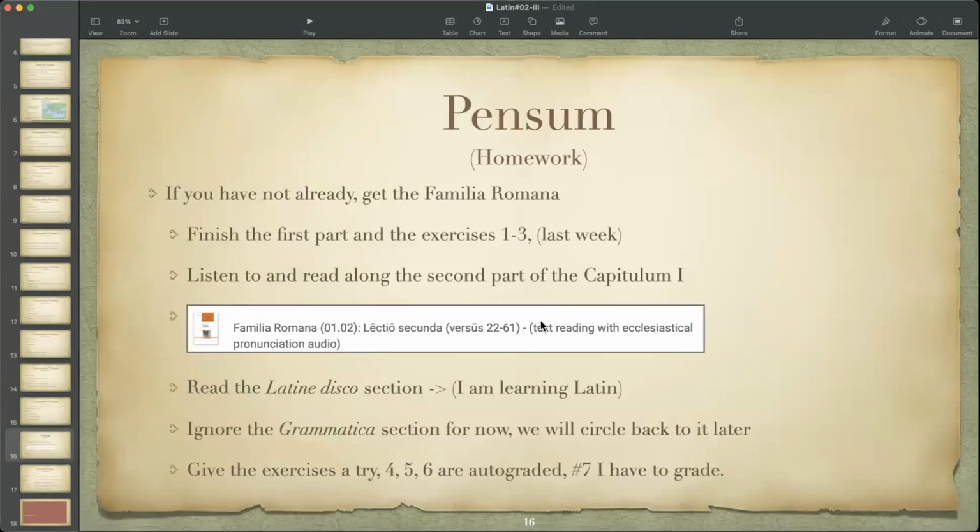So Michael, we're going to be doing this plus doing capitulum 1, the second part. Yes. That's a lot of homework. No, just kidding. No, what I want you to do, well, okay, what I want you to do is here we go. Let's go here.